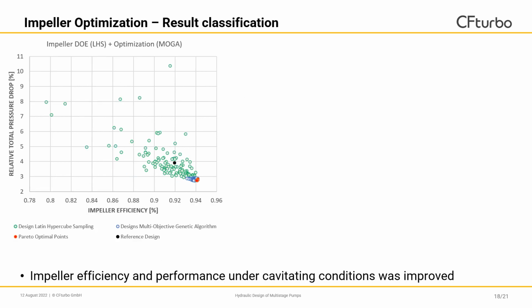So after running an initial sampling, we selected the most promising designs and formed an initial population for a multi-objective genetic algorithm, and displayed in this graph you can see the results from this optimization. You can see that just by running the optimization we were able to further improve the impeller efficiency as well as the impeller performance under cavitating conditions.